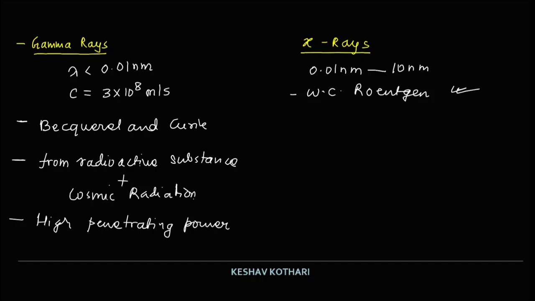And the result was that when highly energetic electrons are bombarded on a heavy metal target of high melting point, they emit X-rays, which have a wavelength ranging from 0.01 nanometer to 10 nanometer. The next thing that we say is that X-rays are chemically more active than ultraviolet radiations.